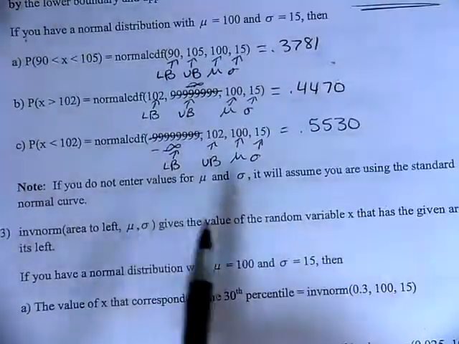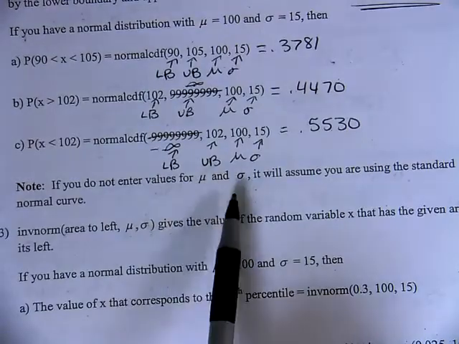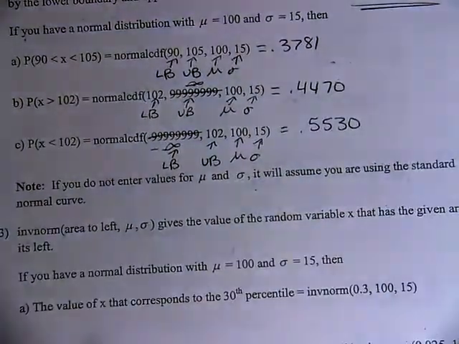If you do not enter values for mu and sigma, it'll assume you're using the standard normal curve. Again, that's really only if you have an 83. It'll give you 0 and 1.